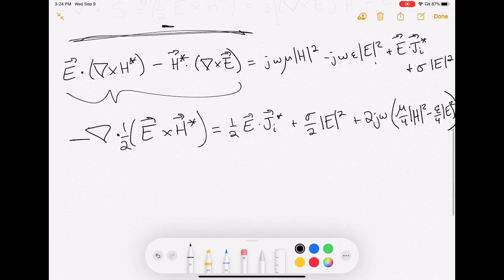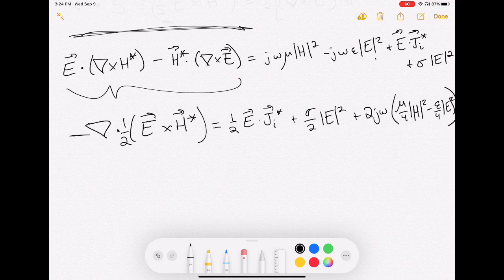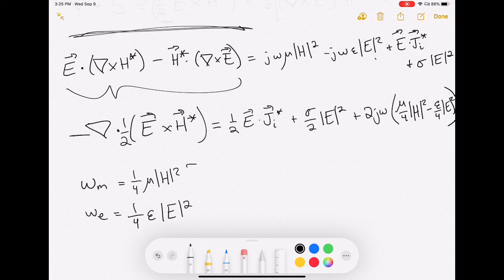All right, close parentheses. The reason I've written those that way is because the magnetic stored energy density, lowercase w m, is equal to 1/4 mu magnitude H squared. And the electric stored energy density is 1/4 epsilon magnitude E squared. We talked about those in 331 when we talked about the stored energy in an inductor or in a capacitor. And you can refer back to those discussions for where those came from and why there's a factor of 1/4 on there. So these are stored energy densities.